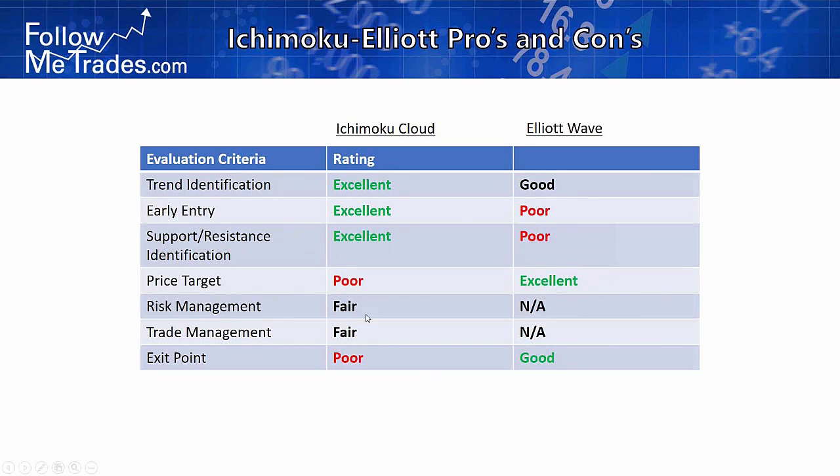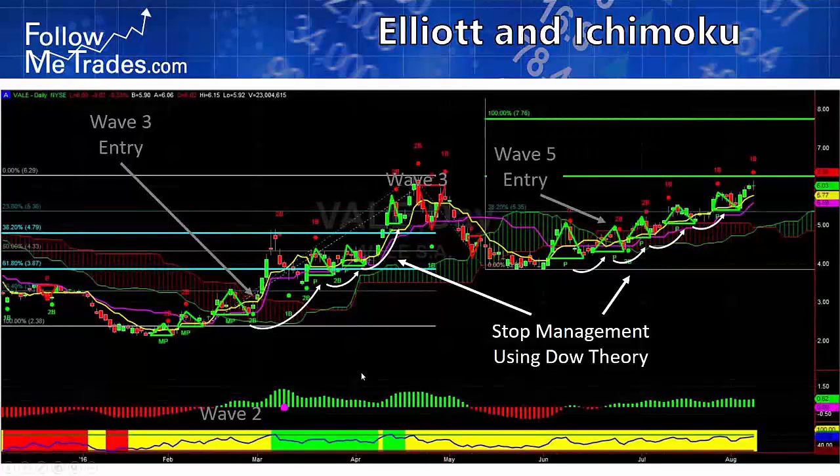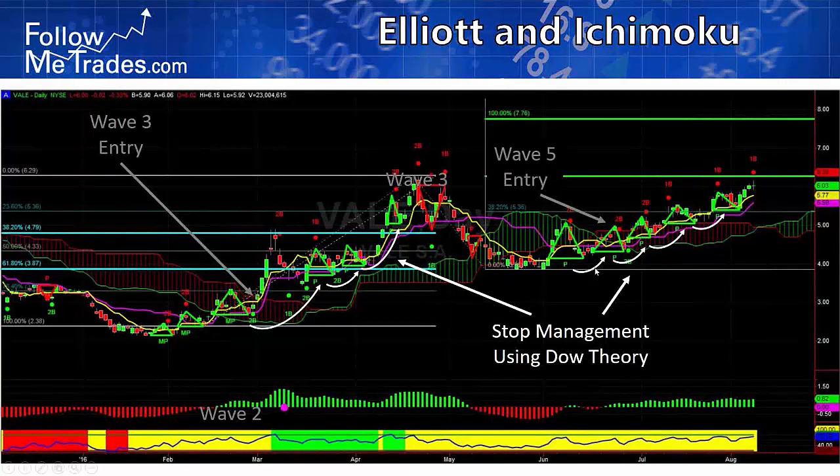So we're still missing some things here for risk management and trade management. So we got to deal with that. All right. So what do we do about that? Well, we use Dow Theory for stop management, right? So as price is putting in higher highs, higher lows, higher highs, higher lows, I'm trailing my stop. I'm going to start here at the low, and then we put in a higher high, higher low. When we put in a new high, I'm going to trail my stop to that previous low, higher high, higher low, trail my stop.